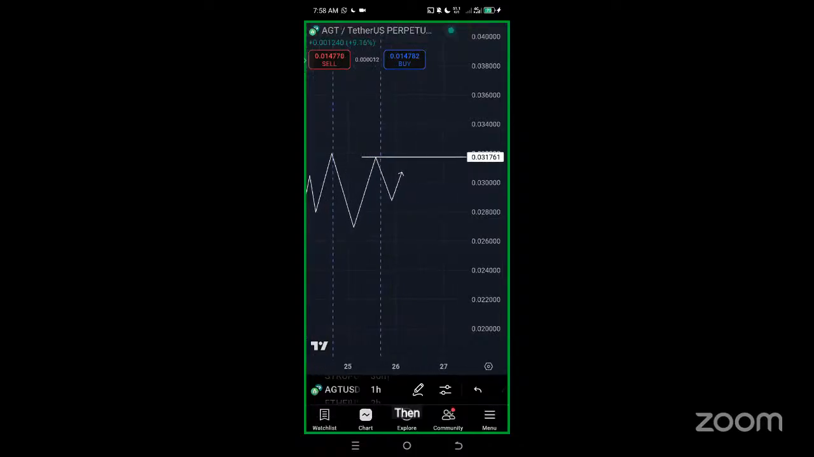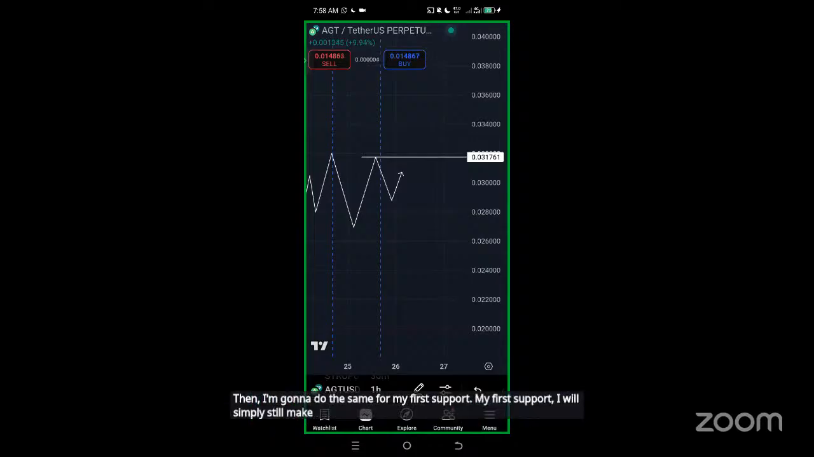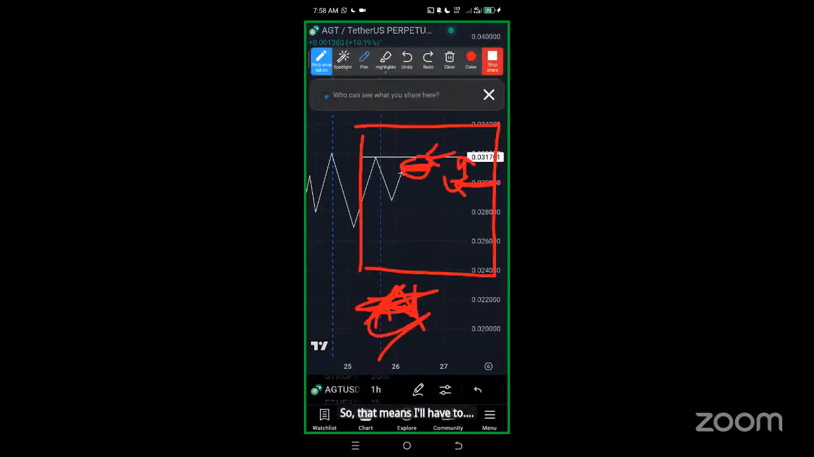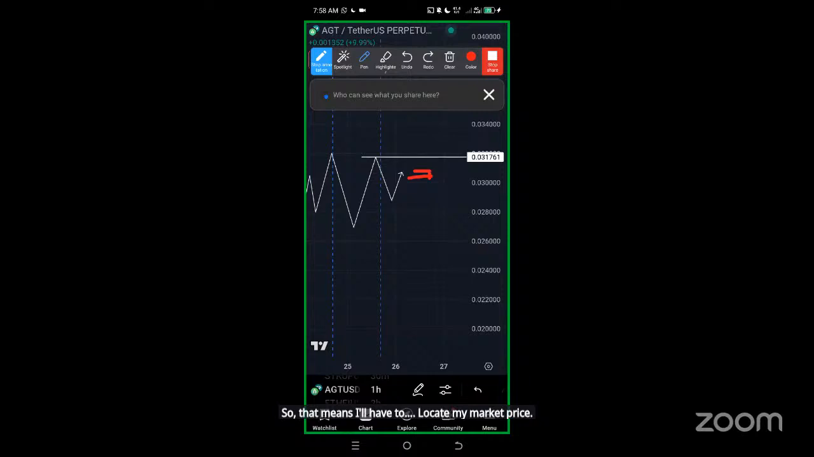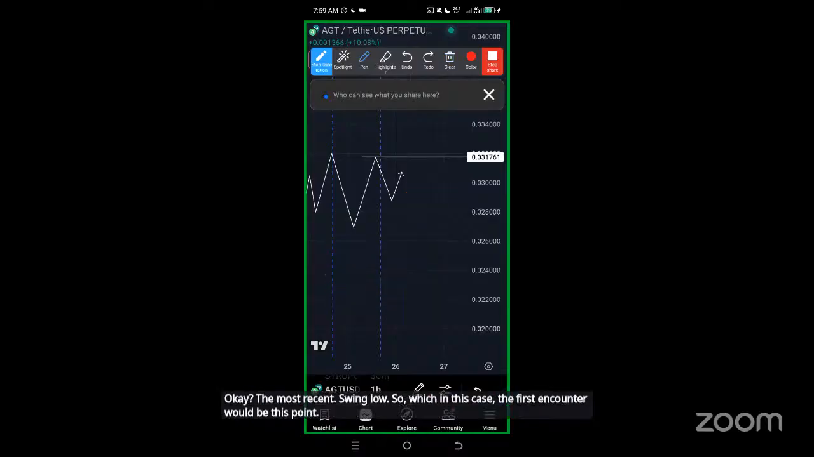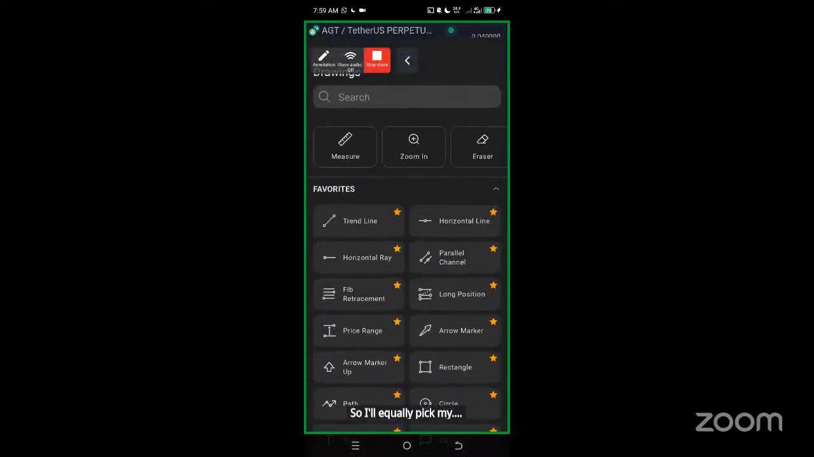Then I'm going to do the same for my first support. For my first support, I will still make reference to my market price, so I locate my market price. This time I'm not going to look up. I'm going to look down and identify the most recent swing low, the lowest point the price has reached in the course of the most recent movement. In this case, the first one I encounter would be this point. So I equally pick my line and put it there.